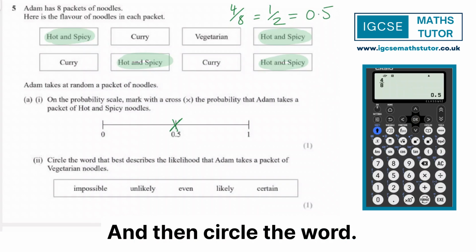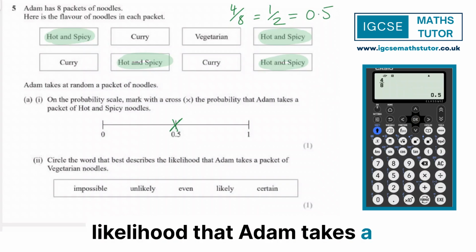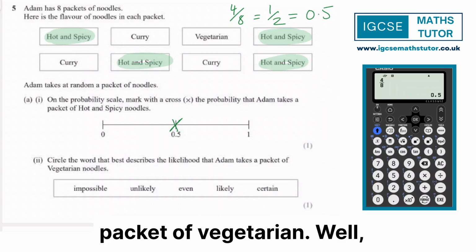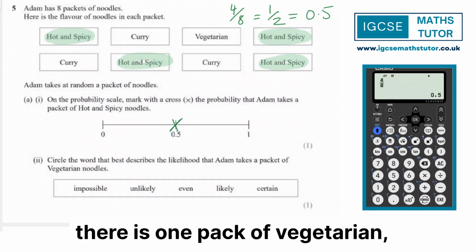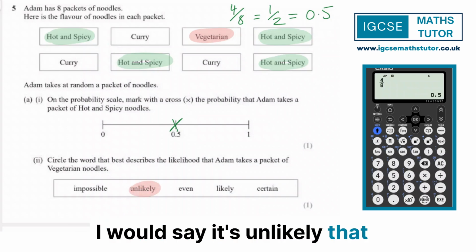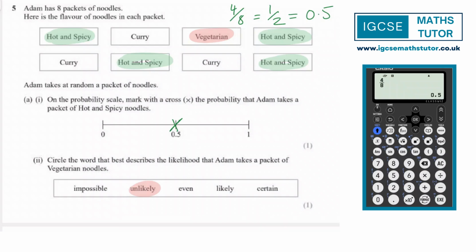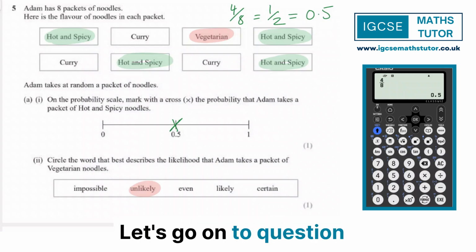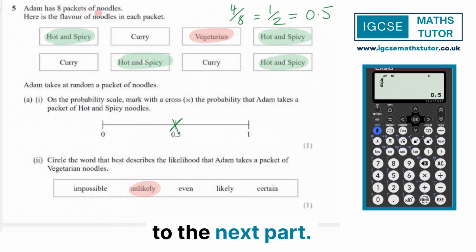And then circle the word that best describes the likelihood that Adam takes a packet of vegetarian. Well, there is 1 pack of vegetarian, so it's not very likely. In fact, I would say it's unlikely that he gets a vegetarian. Let's go on to the next part.